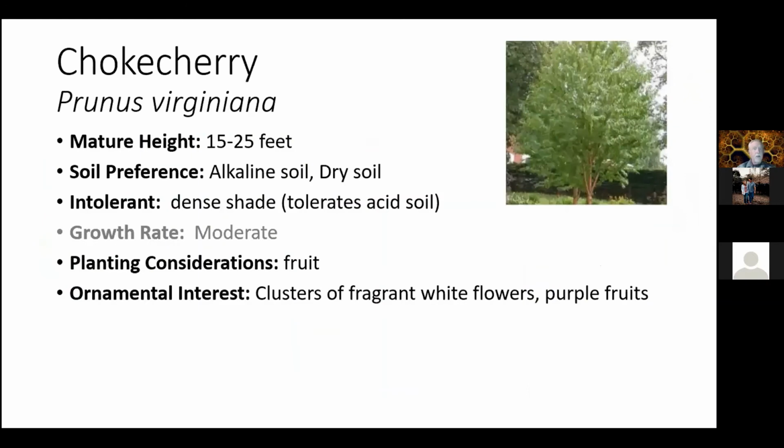So they're a 15 to 25 foot tree. They're a very different soil preference, alkaline, dry soil, and they are intolerant of dense shade. So just because they're a small tree doesn't mean they want to grow in the shade of another tree. And of course, they produce fruit, which maybe you don't like and maybe you do.